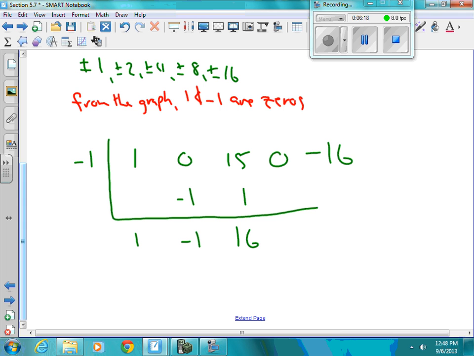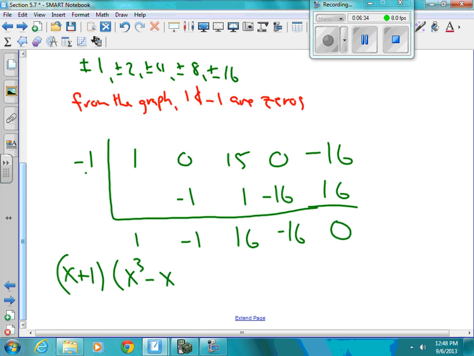Okay, so back at it, we get negative 16 here. Negative 16 times negative 1, that's better. Positive 16, which gives me a remainder of 0. So if negative 1 is a zero, x plus 1 is a factor. So 1x, in this case cubed, minus 1x squared plus 16.